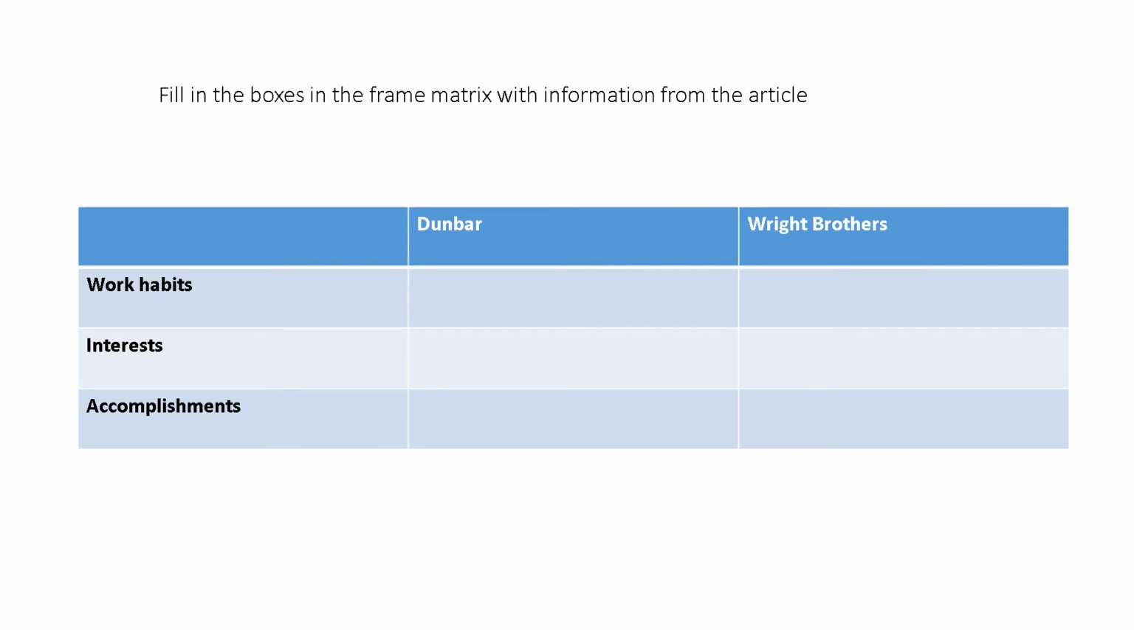This is the frame matrix. You need to fill in the boxes with the similarities and differences between Dunbar and the Wright brothers in terms of work habits, interests, and accomplishments.